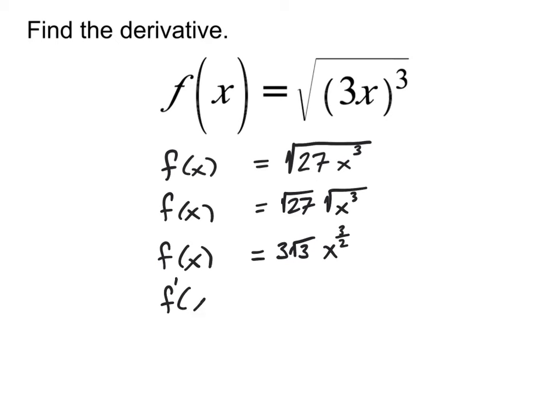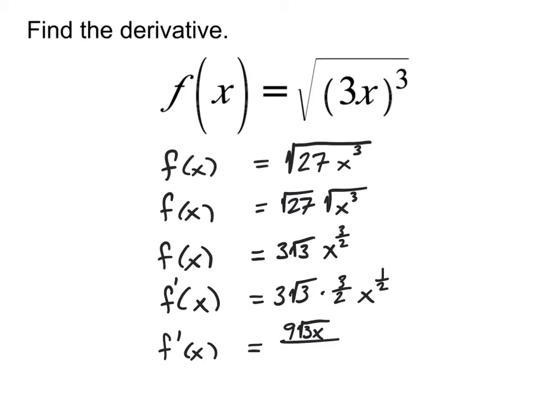So here, to find our derivative, f prime of x, I'm going to write out the long way first: 3 root 3 times 3/2 x to the 1/2. Positive 1/2, so that's going to stay on the top of our fraction. So then f prime of x equals 9 root 3 x over 2.